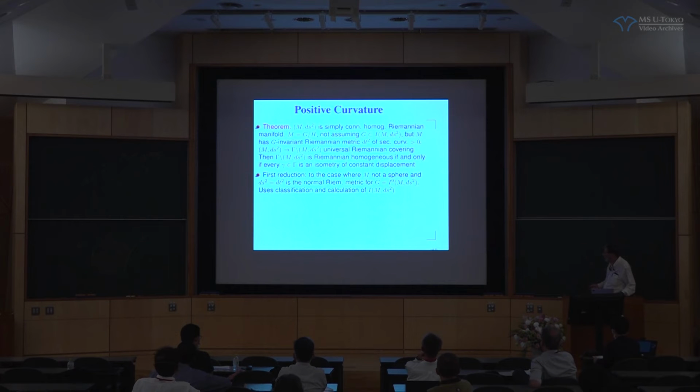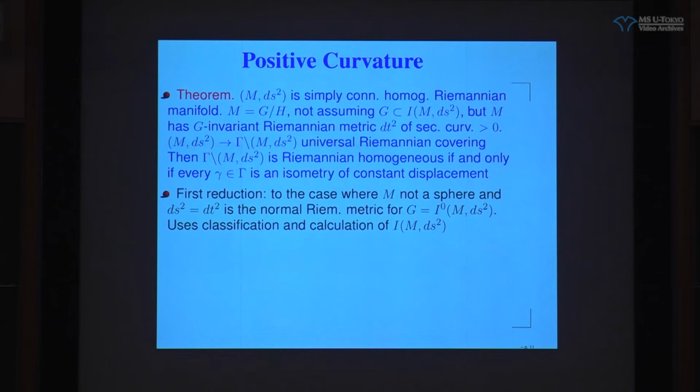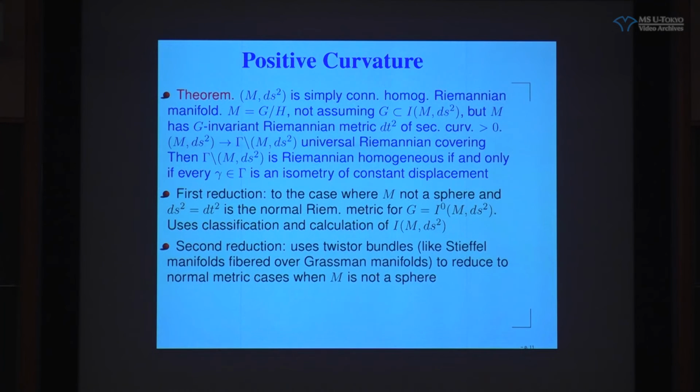So let me mention, again, the first reduction was to a case where M is not a sphere, and you have the normal Riemannian metric and use the classification and calculation. And then you have a sort of a twister bundle because many manifolds might have a quotient where the fiber and the base are both manifolds, you know, like Riemannian symmetric spaces.